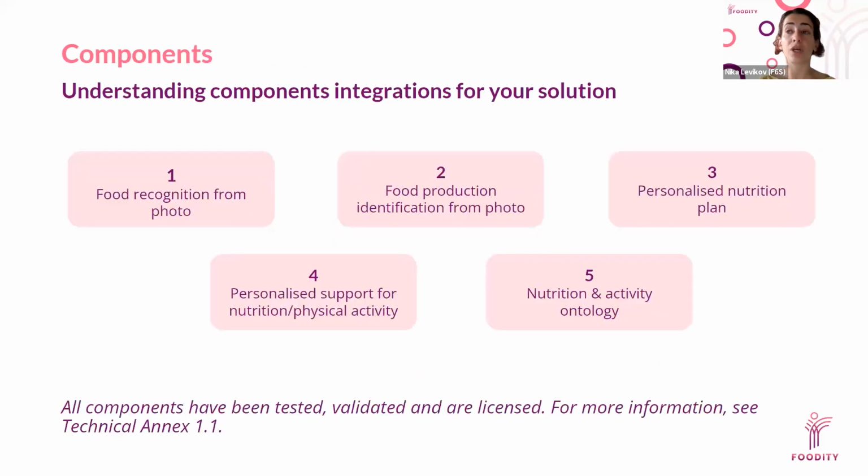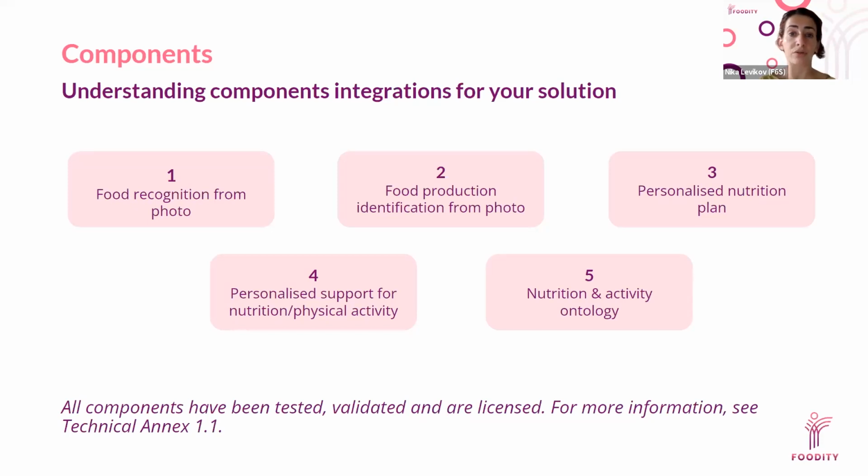And the FOODITY components. As I mentioned earlier, there are 5 different components which you may or may not select to work with. The first is food recognition from photos. Then we have food production identification from photos, personalized nutrition plan, personalized support for nutrition and physical activity, and nutrition and activity ontology.